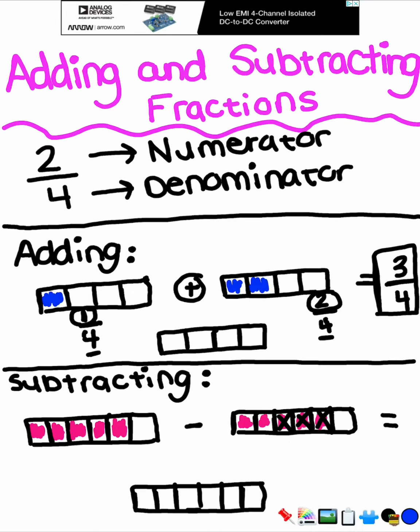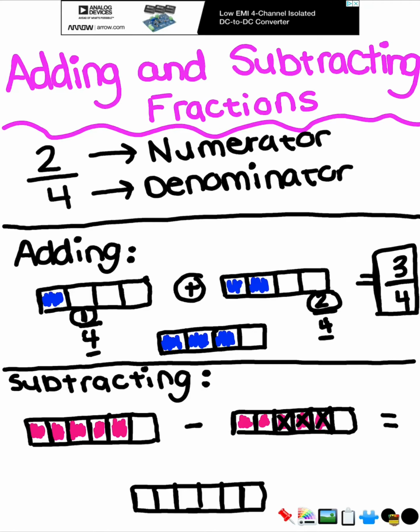So now I can shade in my last fraction bar to represent my answer, 3/4. So this is an example of adding fractions. So now we're going to move on down to the bottom for a subtracting fraction problem.